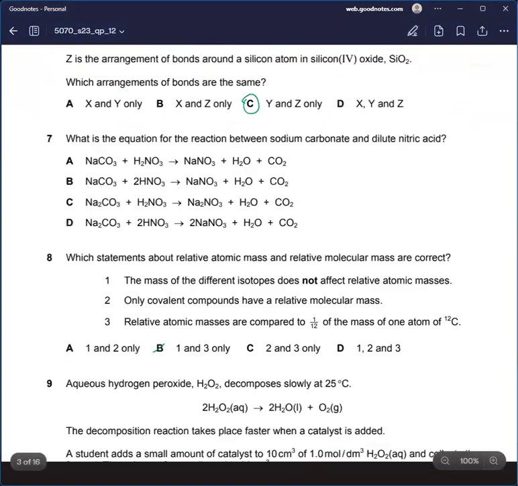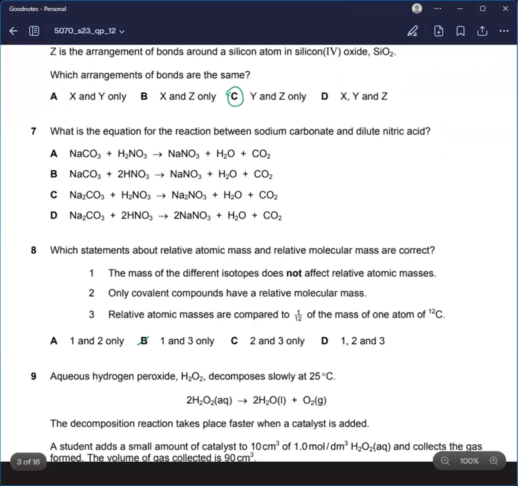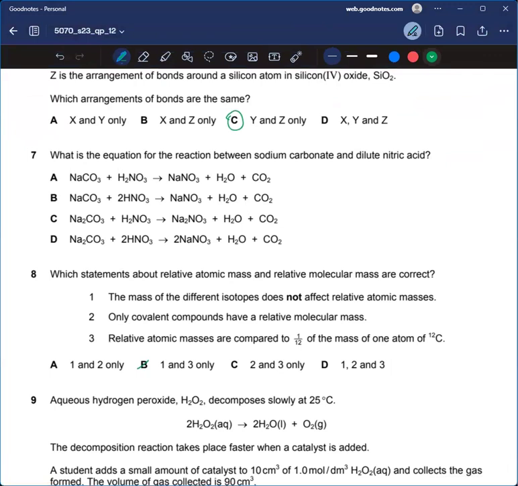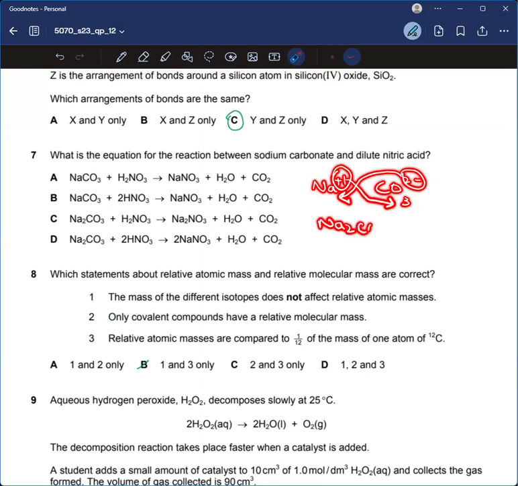Okay. The question number 7: what is the equation for the reaction between sodium carbonate and dilute nitric acid? So you know that the charge of carbonate is 2 minus and the charge of the sodium ion is plus 1. So the formula for sodium carbonate should be Na2CO3, because if it's Na plus 1 and CO3 2 minus, the charges would be exchanged and written below. So it should be Na2CO3.